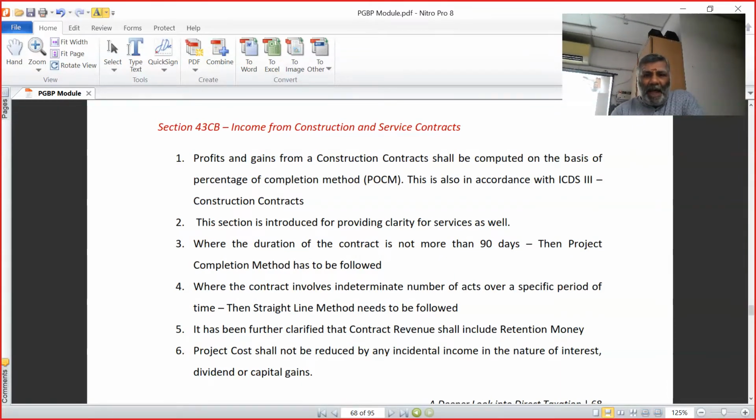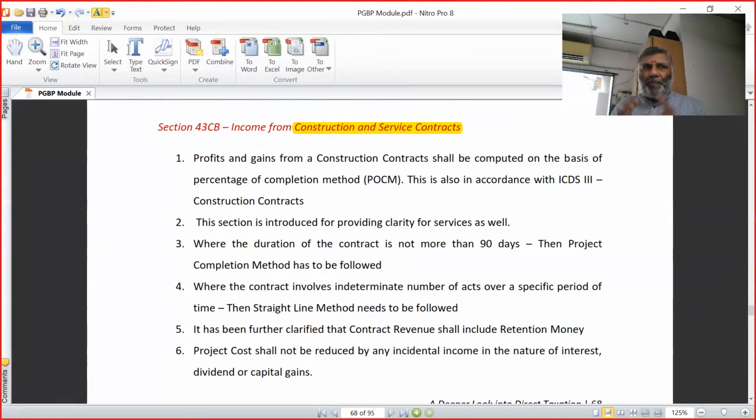43CB. As I told you, this is also part of ICDS. How to record construction contract revenue and service contract revenue: percentage of completion method. I think accounting also tells that. But if the project itself is only for 90 days, then full completion method. After completion, you record. Yeah, only in the year of completion.